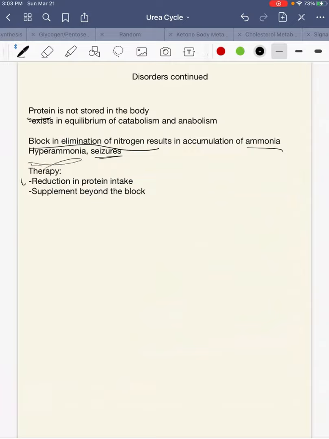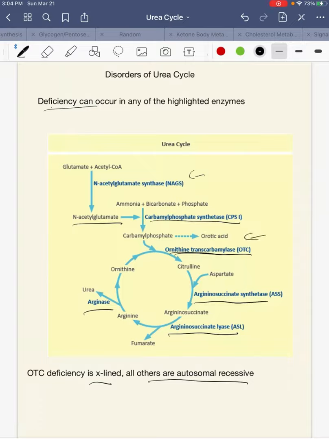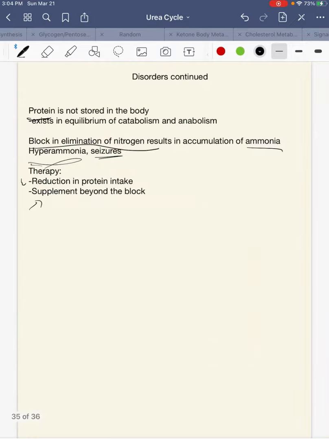So the therapy for it is you reduce your protein intake to reduce the amount of amino acids you have to transaminate, and then you can also supplement beyond the block. What that means is if you have a deficiency here, you can supplement substrates here to continue the cycle without having to worry too much about it. Okay, so those are two different therapies for it.